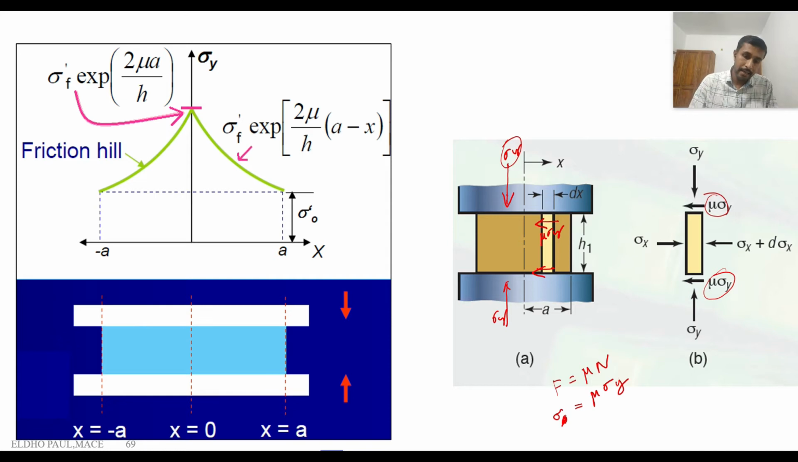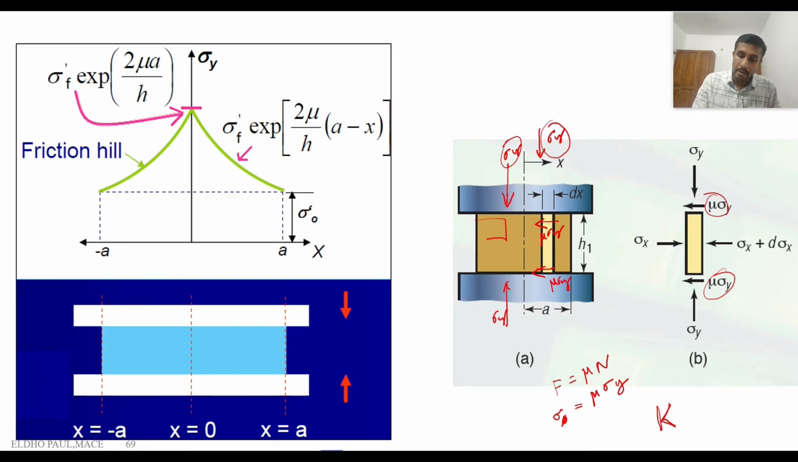So when we increase the sigma y value, what happened? This mu sigma y also will increase. Friction force is increasing, because friction force or friction stress is the product of mu and sigma y. Okay, so when sigma y, the applied compressive stress, is increasing, correspondingly the mu sigma y also will increase. So actually for the workpiece material, there is an ultimate shear stress value K.